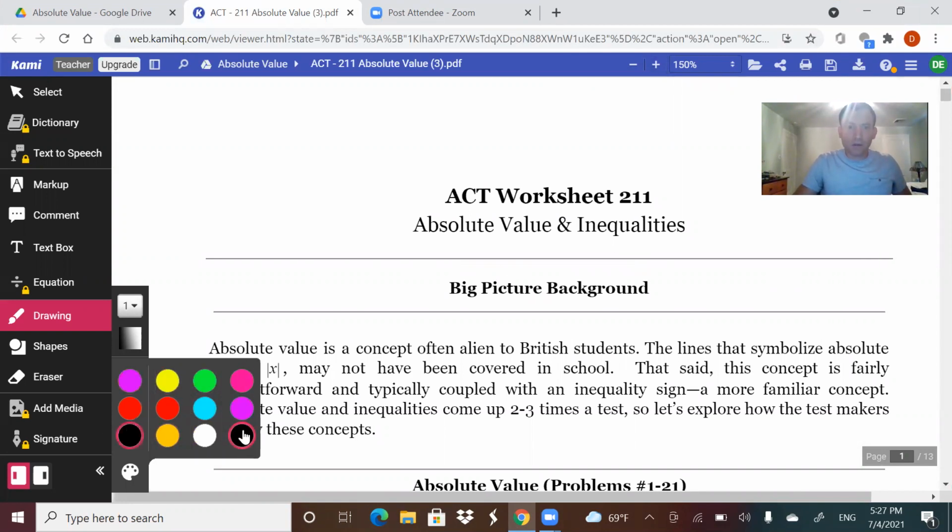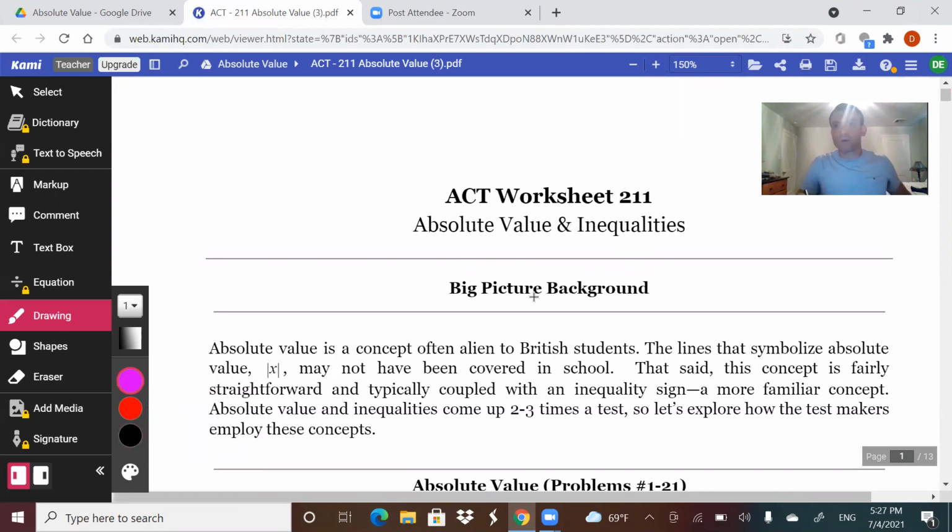What I find is students who have only gone up to GCSE math are not familiar with absolute value. Students who've gone past GCSE math tend to recognize it as modulus or magnitude, but those who have not gone that far are unfamiliar with it. Not to worry, it's a very straightforward concept.